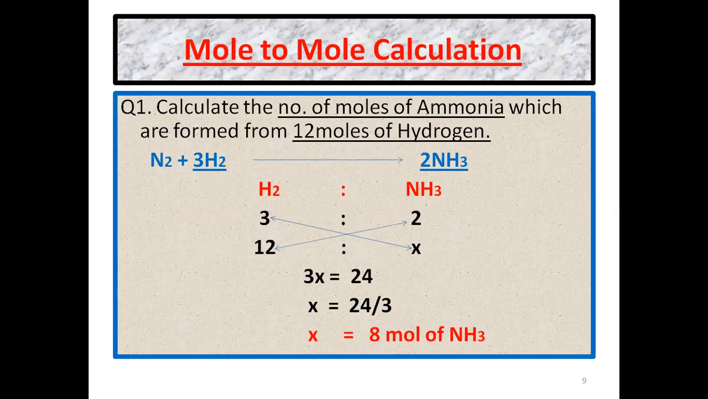For example, calculate the number of moles of ammonia which are formed from 12 moles of hydrogen. You can see that I have underlined the main things of the question, like number of moles of ammonia. You have to find number of moles of ammonia while the moles of hydrogen are given. As we have discussed in the definition, stoichiometry is the relationship between the number of moles of the reactants and the number of moles of the products. For this calculation, a balanced chemical equation will be required. So nitrogen plus 3 moles of hydrogen forming 2 moles of ammonia.